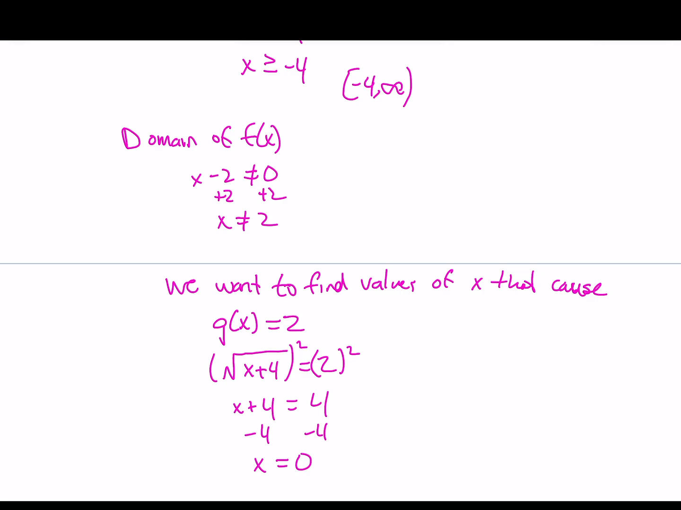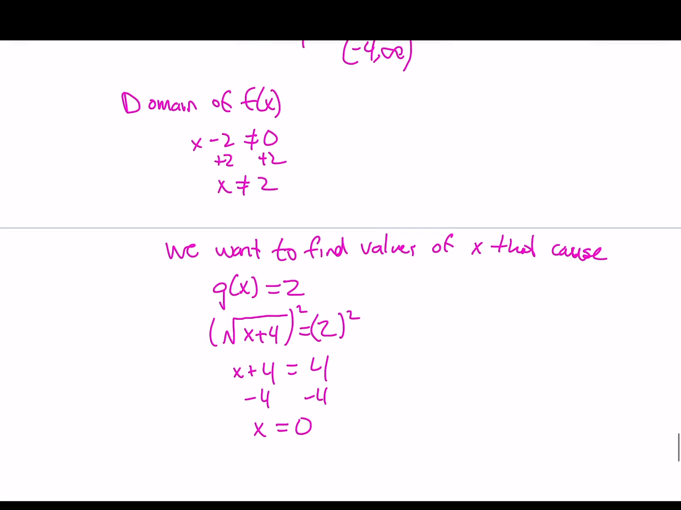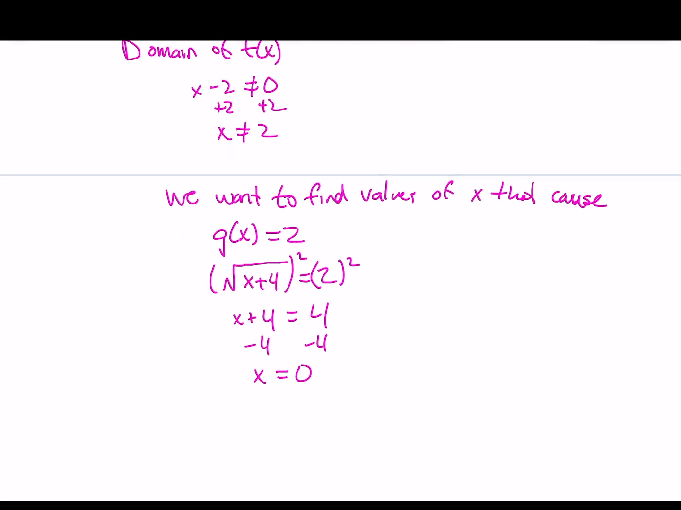So how do we write that as the domain? What does this mean for the domain of our composite function? Well, it means that all values of x greater than or equal to negative 4 give us legitimate values of the composite function except x equals 0. So how do we rewrite that interval? Well, it's from negative 4 to 0, not including 0, union 0 to infinity. That's the domain of f of g of x.